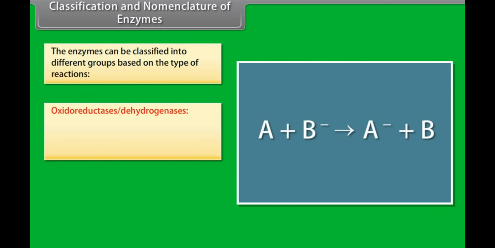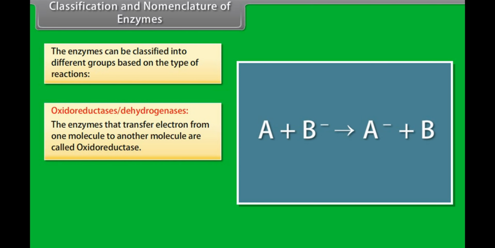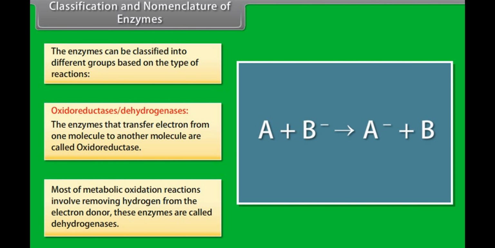Classification and nomenclature of enzymes. The enzymes can be classified into different groups based on the type of reactions. Oxidoreductases or dehydrogenases. The enzymes that transfer electrons from one molecule to another molecule are called oxidoreductases. Most of the metabolic oxidation reactions involve removing hydrogen from the electron donor. These enzymes are called dehydrogenases.